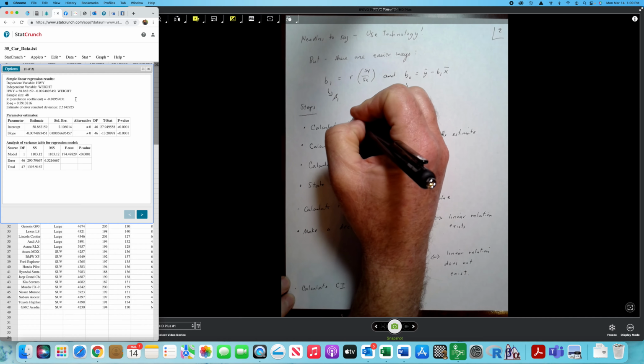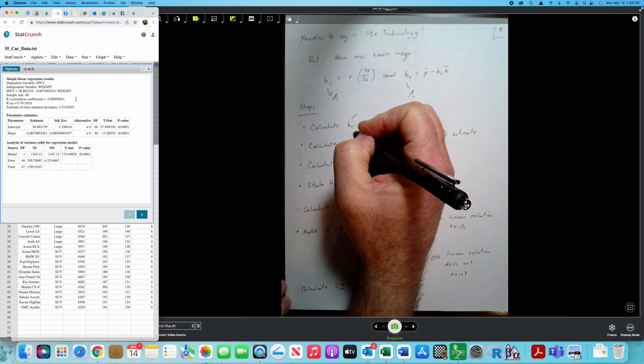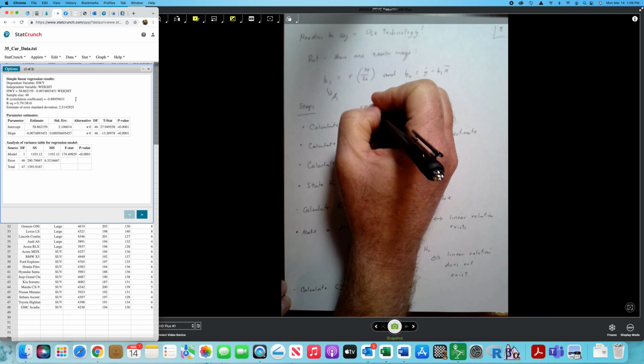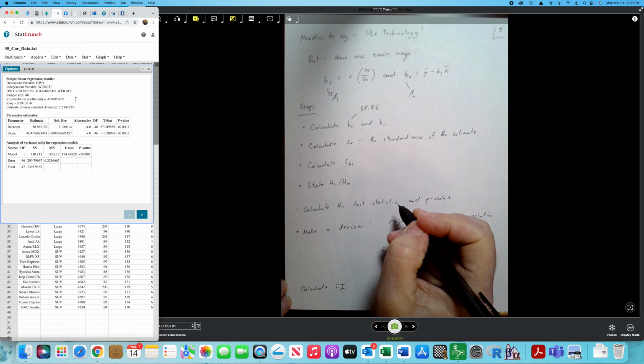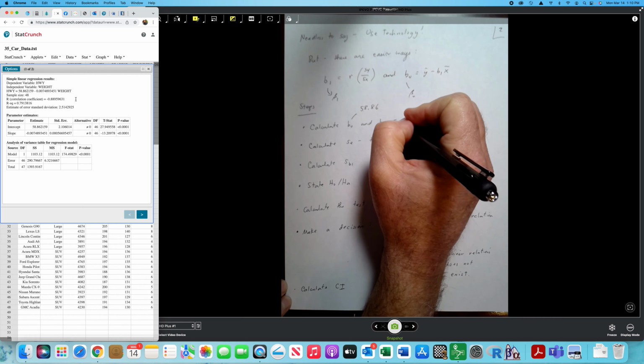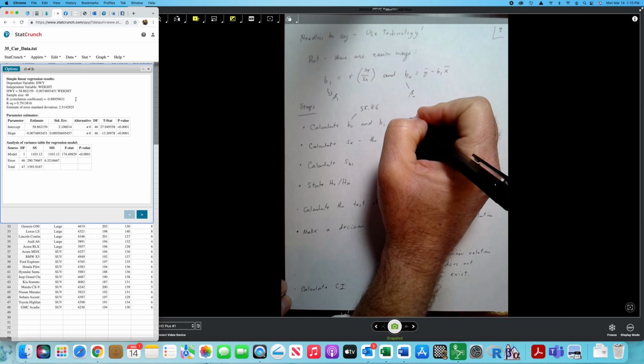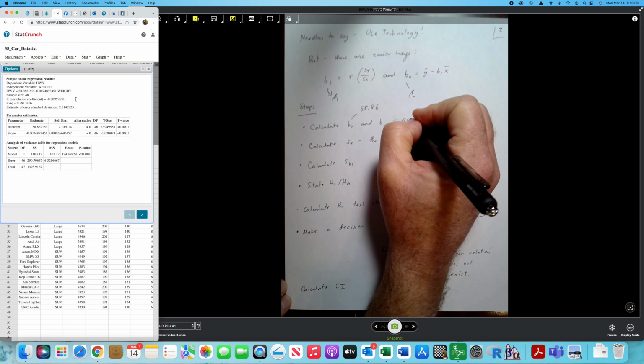So my estimate, my B0 is going to be 58.86, and my B1 is going to be negative 0.075. Is that good enough?